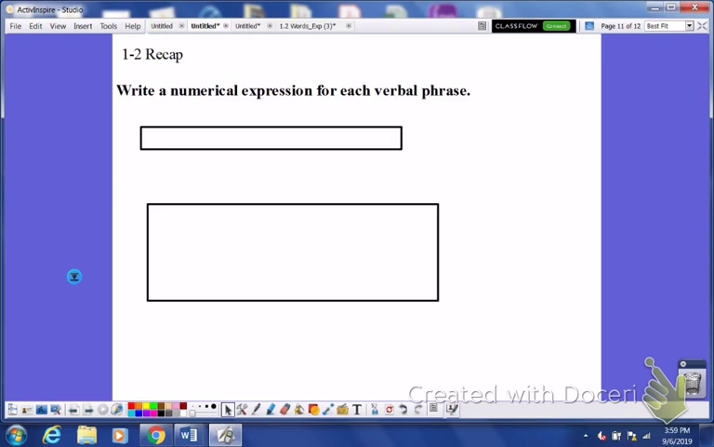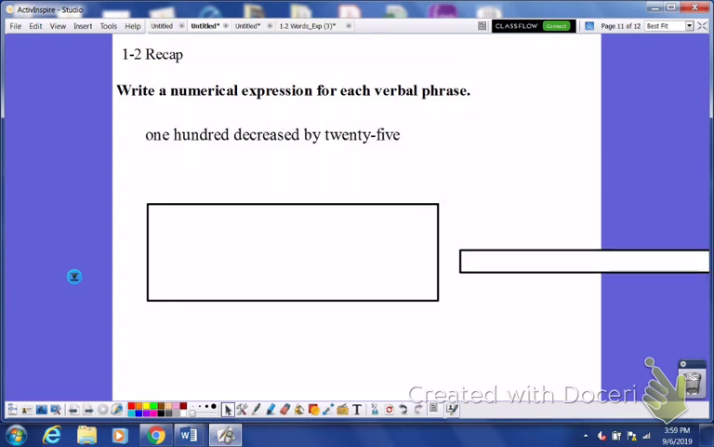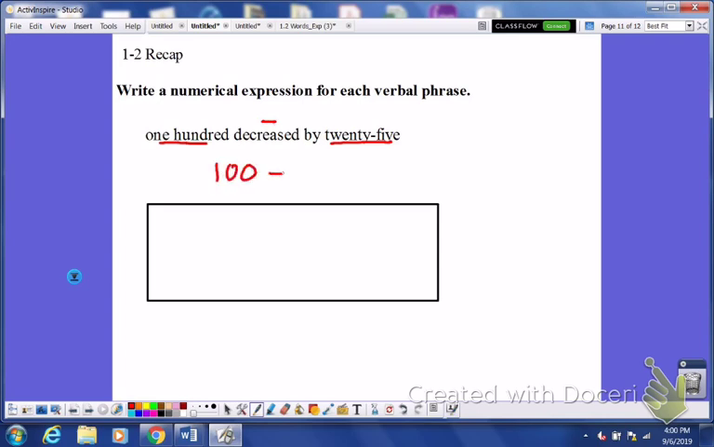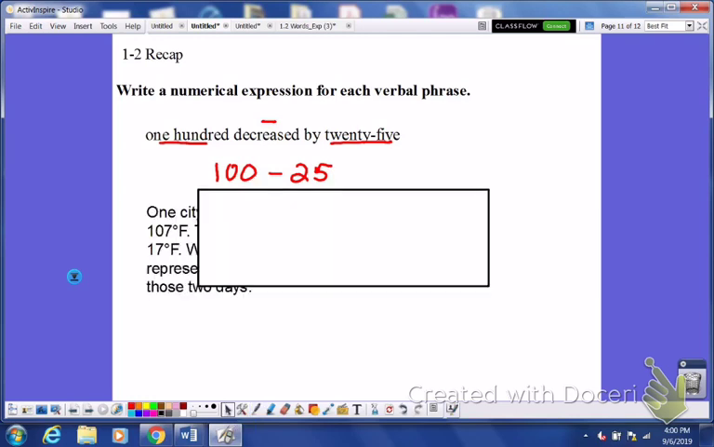So remember, a numerical expression is an expression with numbers and operations. There are no equal signs and no variables yet. So our first example, we want to rewrite 100 decreased by 25. So I see working with 100, working with 25, decreased means subtract. So 100 minus 25. And notice we're not solving it, we are just writing the expression.